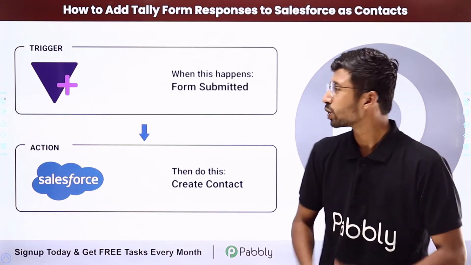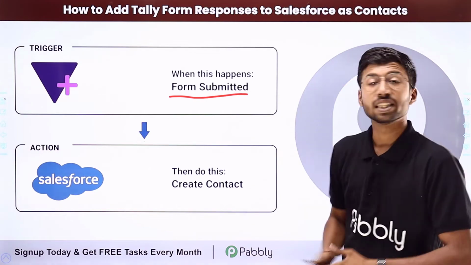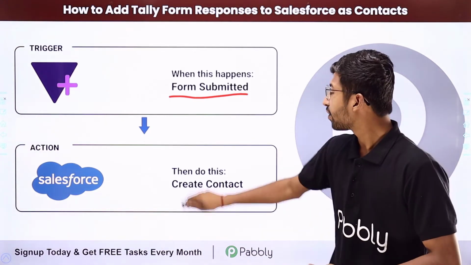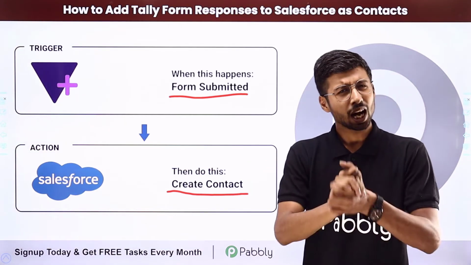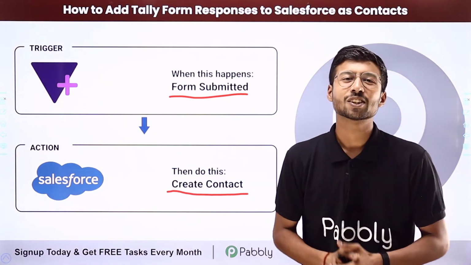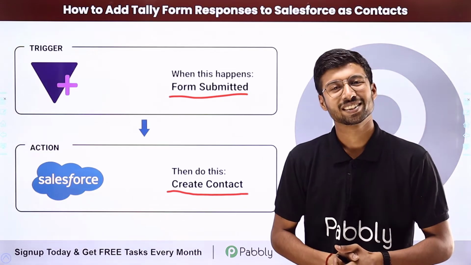So the trigger of this automation will be receiving a form submission in Tally. And the action will be creation of a contact using those form details from Tally in Salesforce. How you can set up this automation? To know this, you have to come with me to my screen.